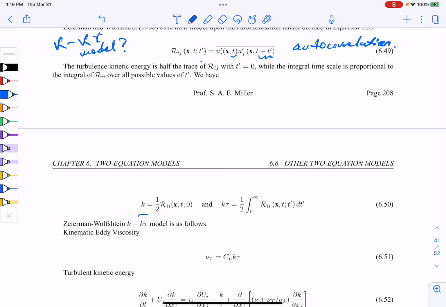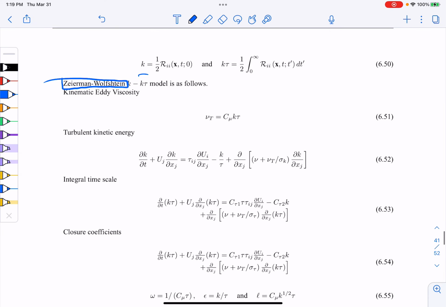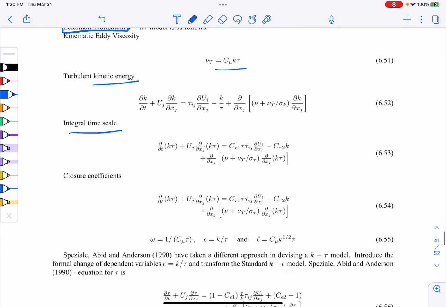Okay, so this is a whole other class of models, and I think the first is by Zierman and Wolfstein. And this is their standard closure, same type of eddy viscosity here, coefficient times turbulent kinetic energy times tau, which is the time scale. And we have a turbulent kinetic energy. And now we have an integral or time scale type model. I'm not sure if it's good to call it an integral time scale, but it is a time scale. I've heard people argue with me about whether these things are integral time, which is the largest time scale of turbulence, or if it's just a time. And there's particular closure coefficients.